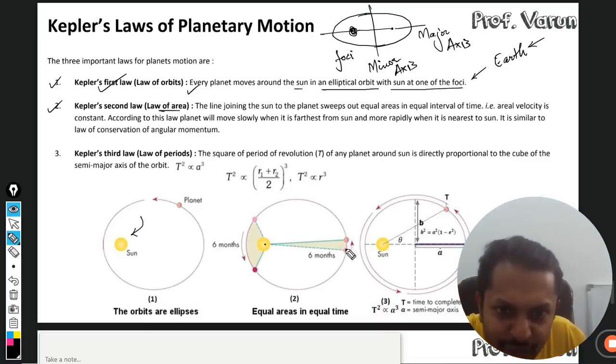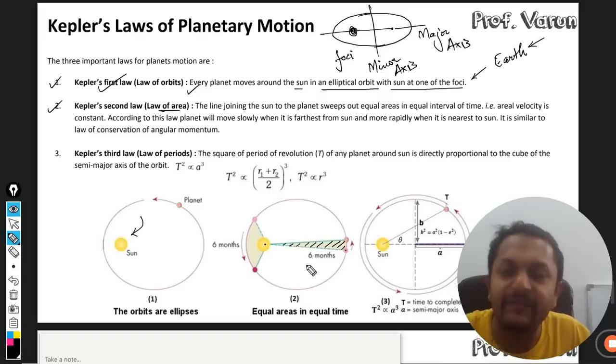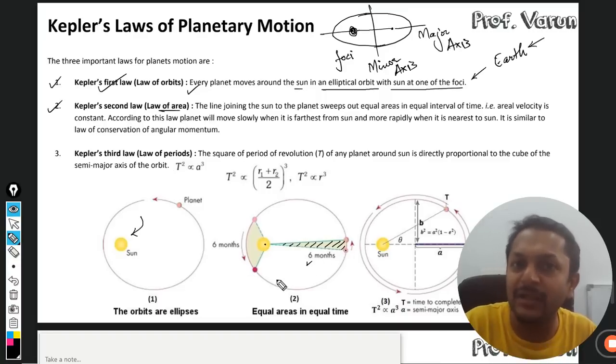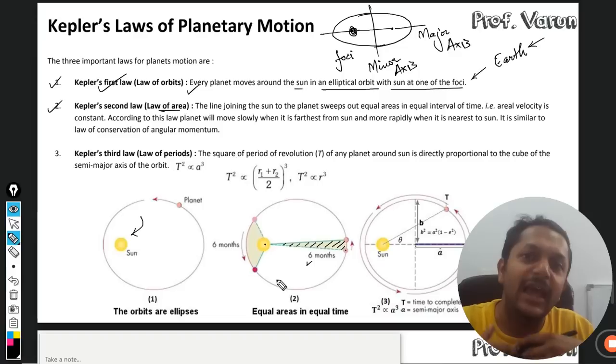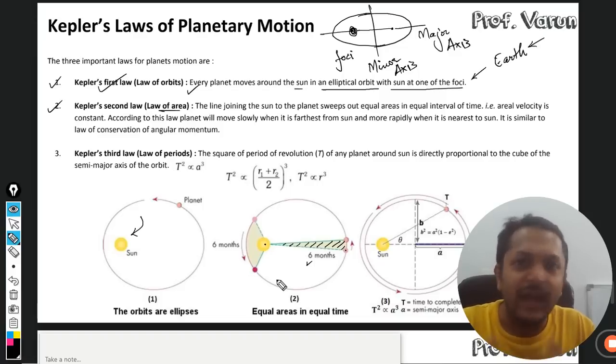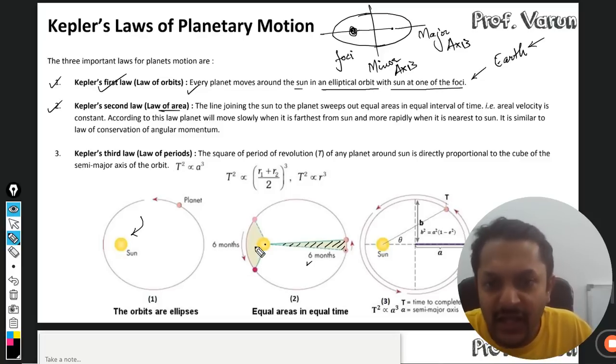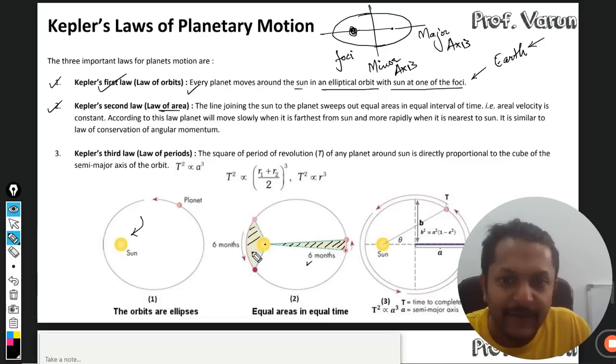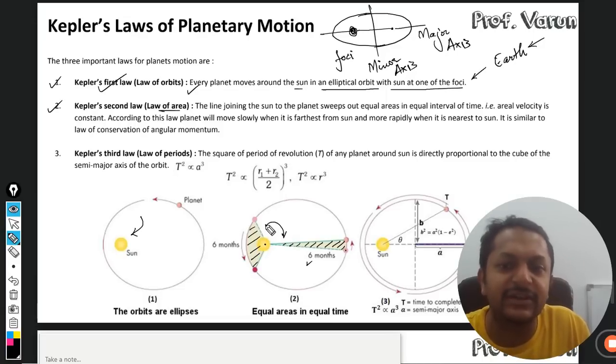It means that it is going from this to this, so this area can never change. Like if this is the area that was swept in 6 months of the traveling, so in every 6 months, wherever the planet is, it would be sweeping the same amount of area. Like when it is near to it, you can clearly see that this area will be swept, and this area is actually equal to this area.